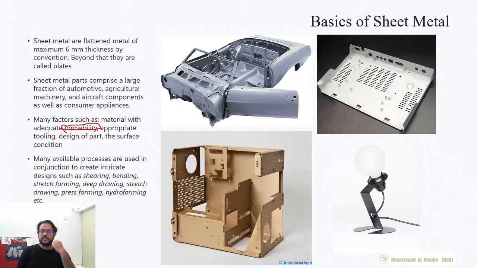What are the main processes that are there? Shearing is basically cutting off the material. A scissor is a shear. How does a scissor cut paper? If you notice carefully, the blades travel against each other in a form like this, and because of that the material tears away. This is called shearing. Bending is just bending of the materials. There are several different types of bending operations. Stretch forming is to form the material by stretching it.